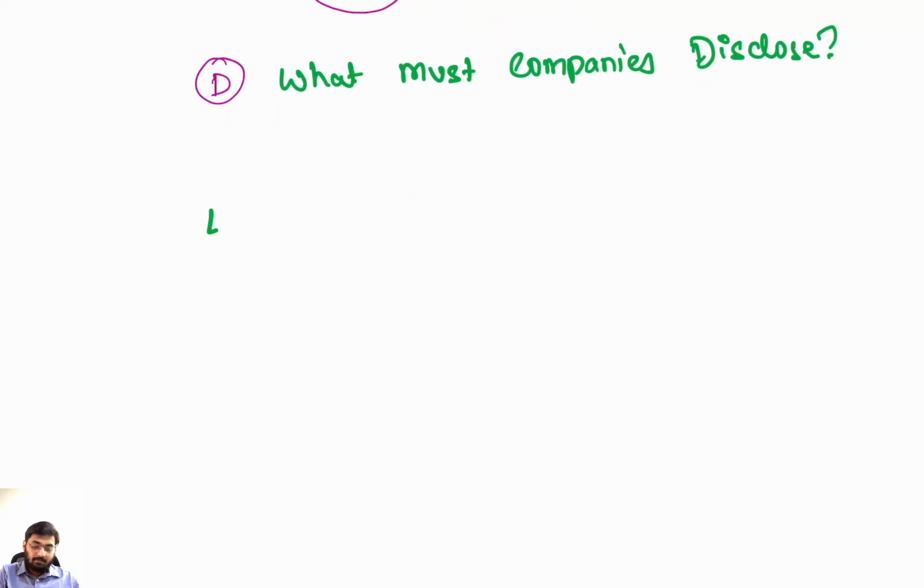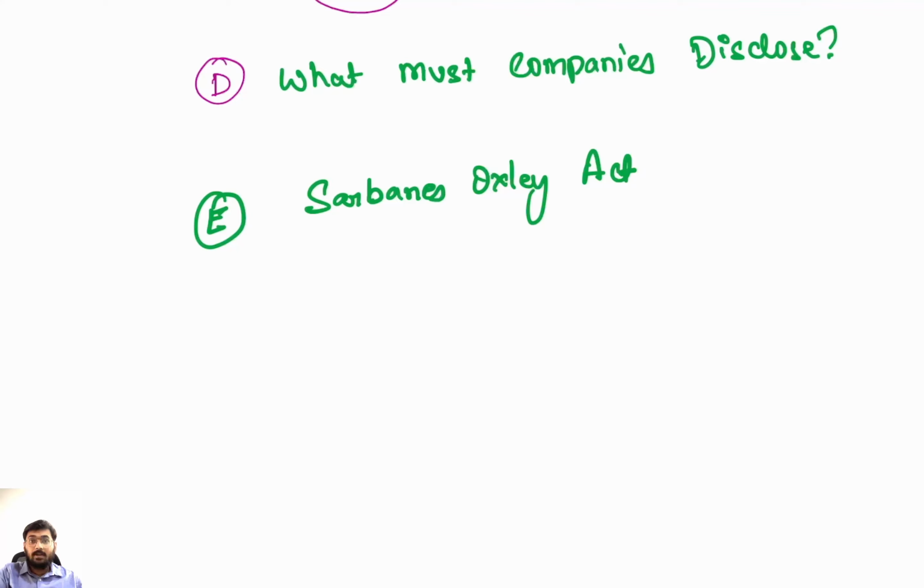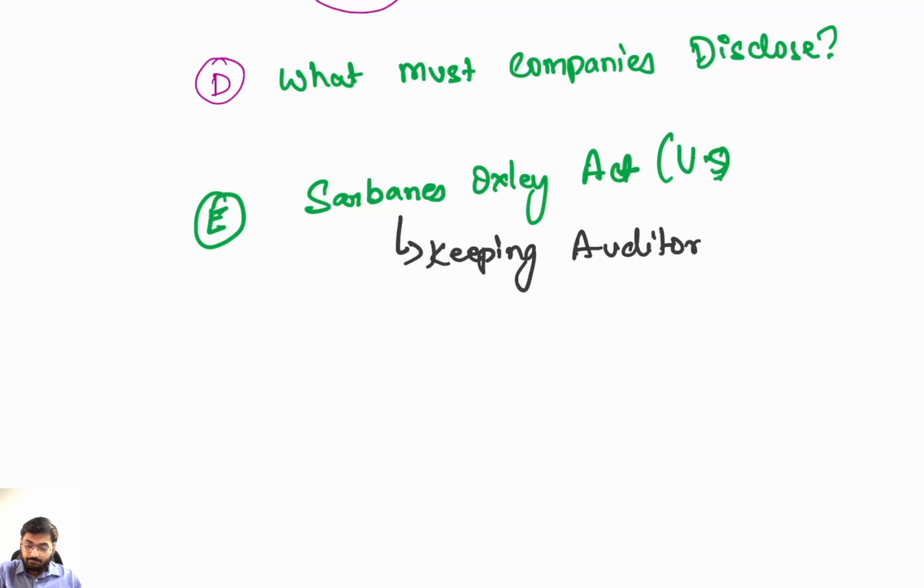Clear? Now coming to point number 5, that is the Sarbanes-Oxley Act. It's for the US. Clear? It's for keeping the auditors honest.